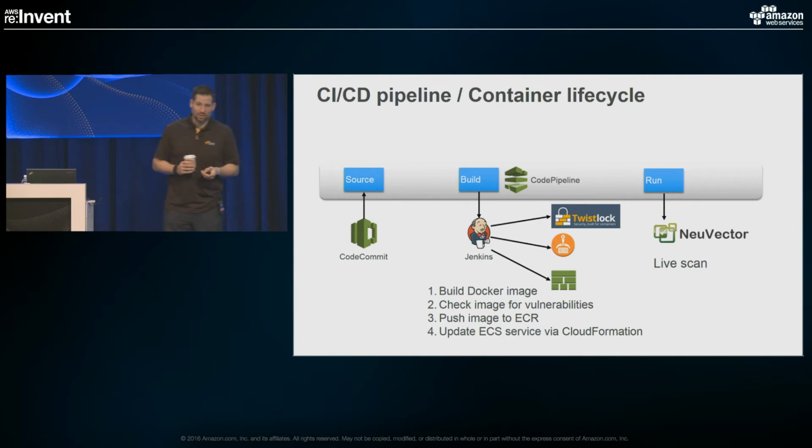You can also scan the CloudFormation template using the same governance practice. Then push it out into a run environment. Use, for example, a product like NeuVector or whatever you want to use, of course, and then do live scanning to see what they're actually doing once they're out in production.